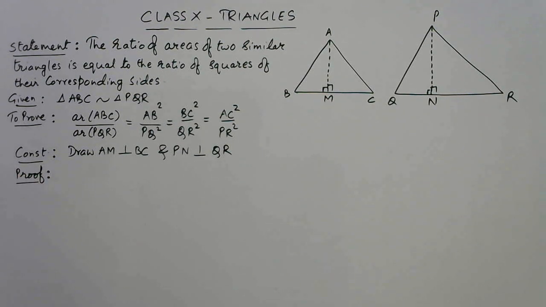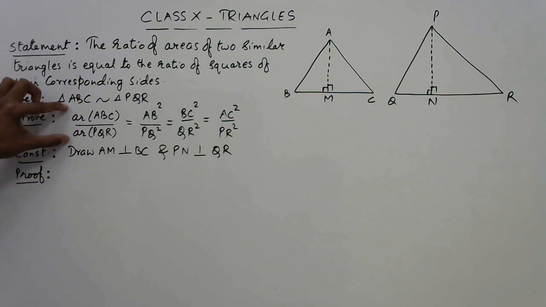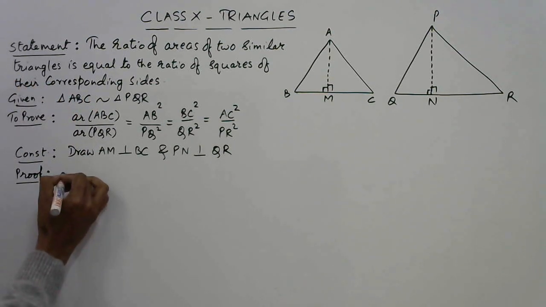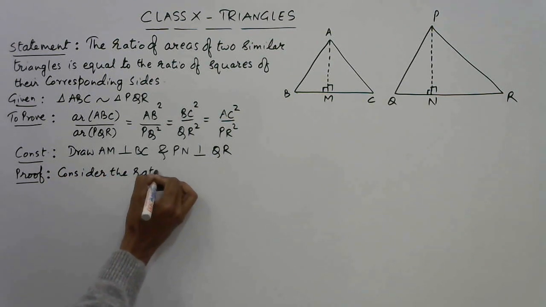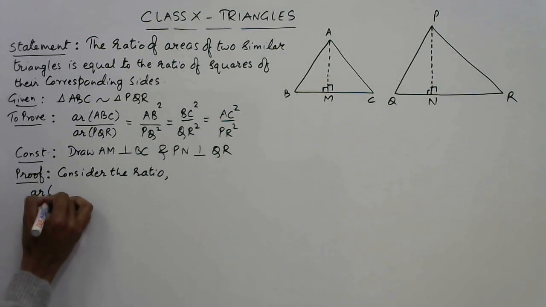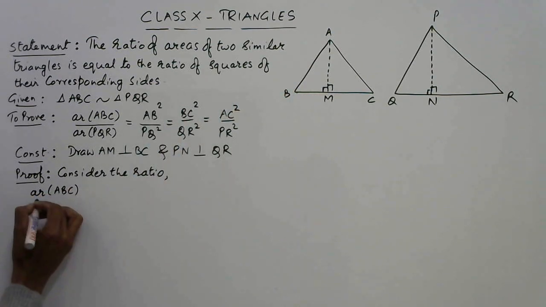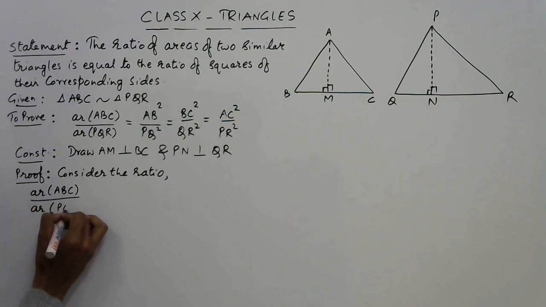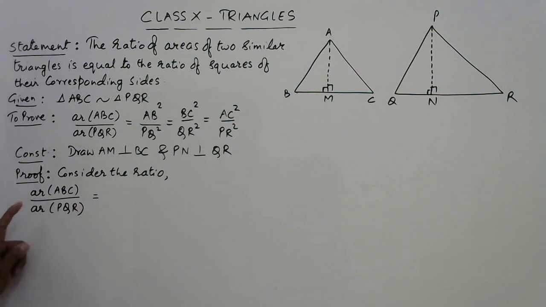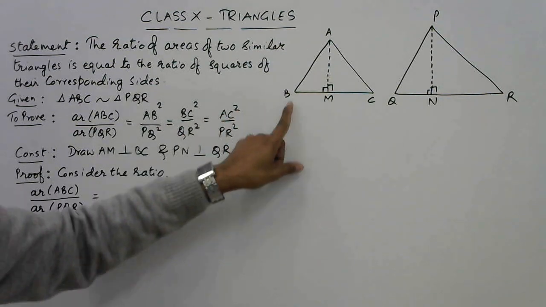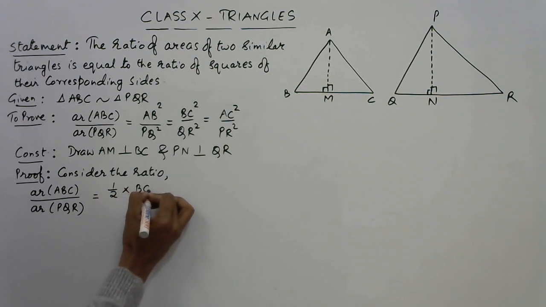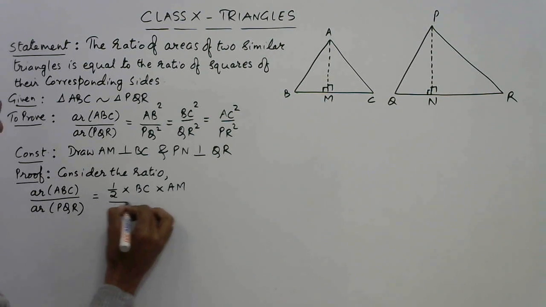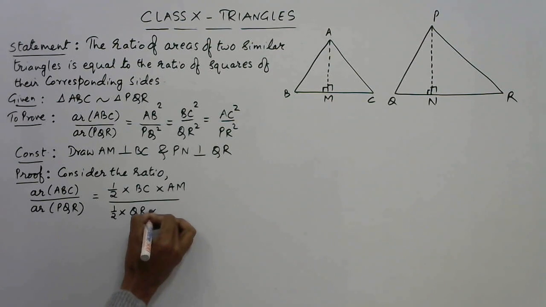Now first of all, I will take up this LHS of what is to be proved. Now consider the ratio area of ABC, that is the triangle on the left, upon area of PQR, the triangle on the right hand side. So what is the formula for finding the area? It is half into base into height. So I'll write the formula here, half into base BC into height AM, and in the other triangle half into base QR into height PN.